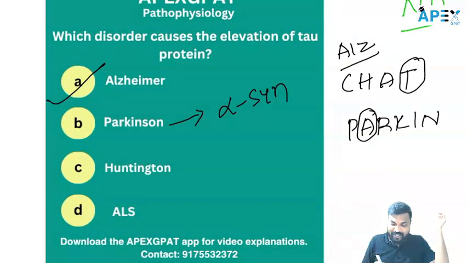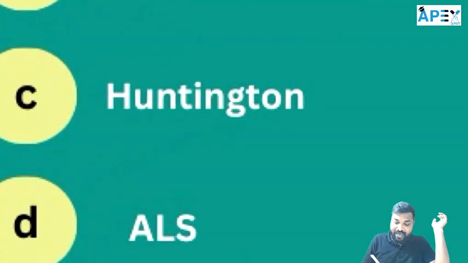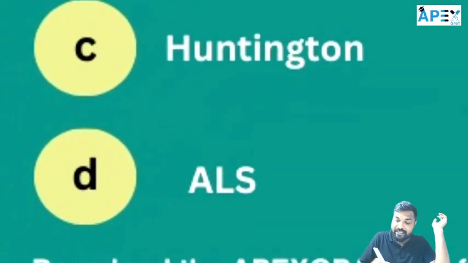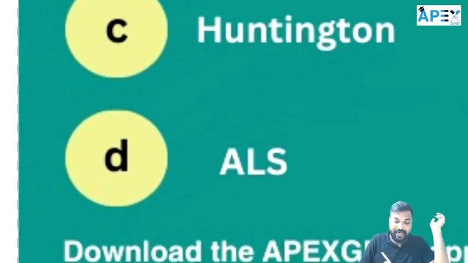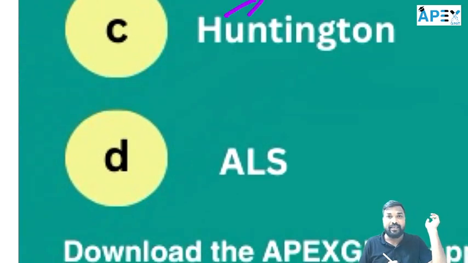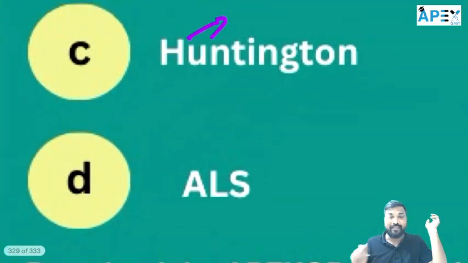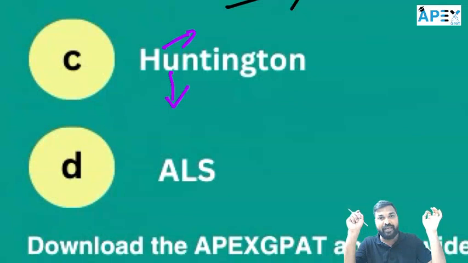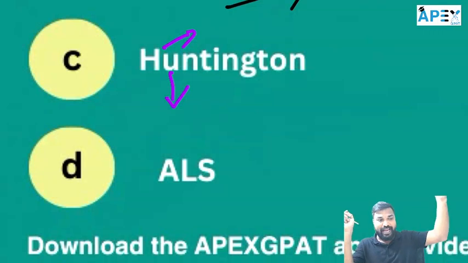In the name itself, Huntington, we have the H. H is Huntington, the protein name is huntingtin. And we have the U. U means ubiquitin. So huntingtin proteins are elevated and ubiquitin proteins are elevated.